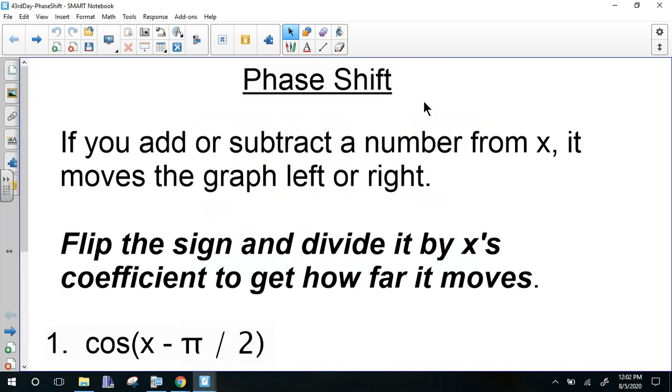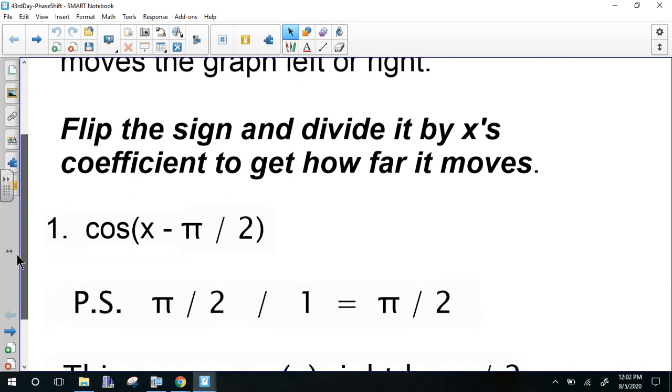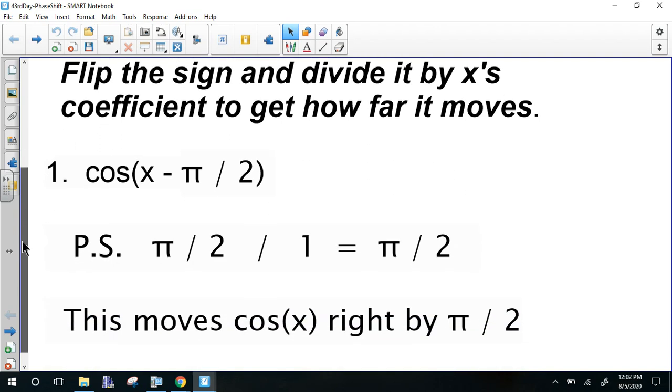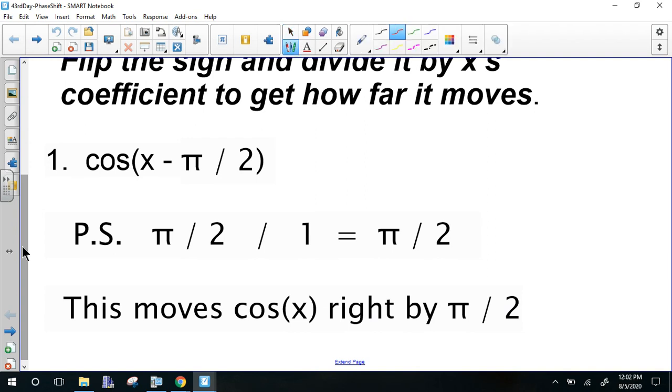So if you add or subtract a number from the x, it moves the graph left or right. We're going to flip the sign and divide by x's coefficient to get how far it moves. Here's an example. Here's my number that I'm subtracting from the x. It's inside the parentheses. So I take that number and I divide by the number in front of the x, which is a 1.